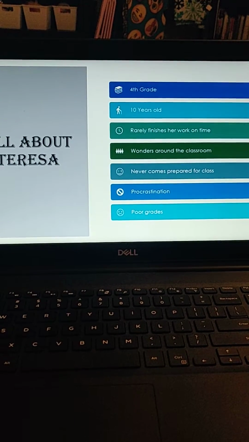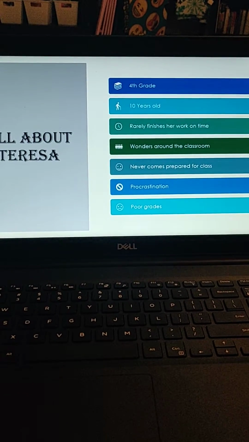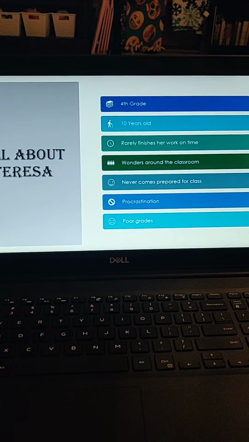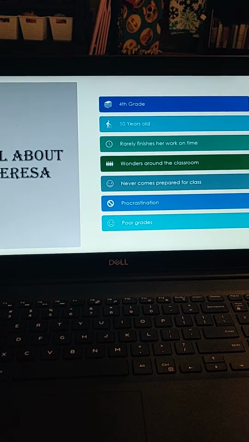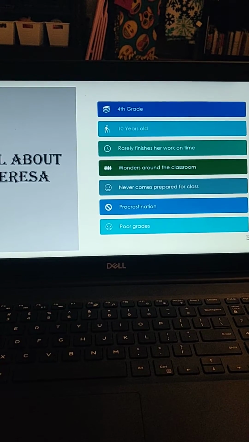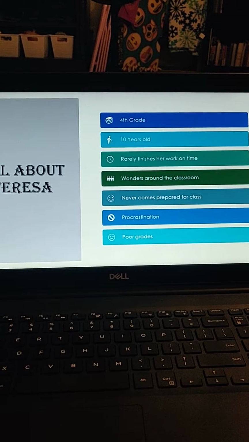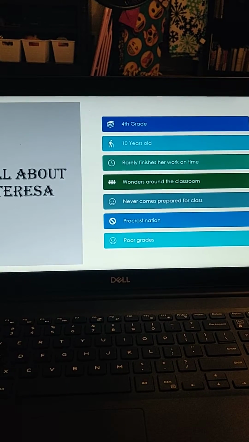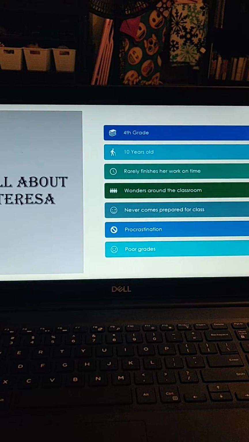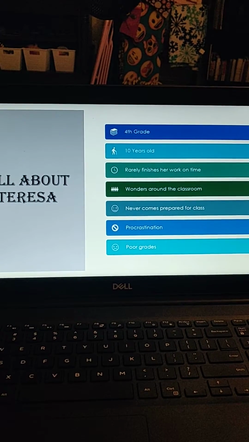So, all about Teresa. She is a 4th grade student. She's 10 years old. Some of the information that was discussed was she rarely finishes her work on time. She wanders around the classroom. She never comes prepared for class. She likes to leave her book and her pencil out during her class transitions, and she's the last one to be ready. She likes to procrastinate, and because of that, she receives poor grades.